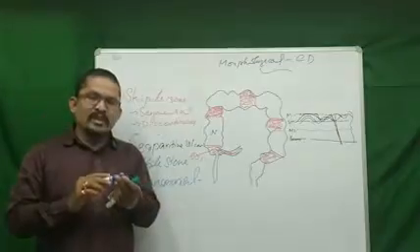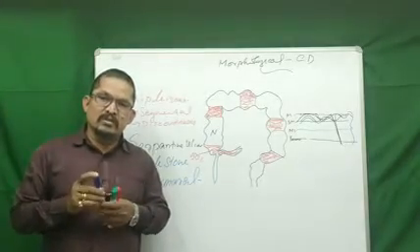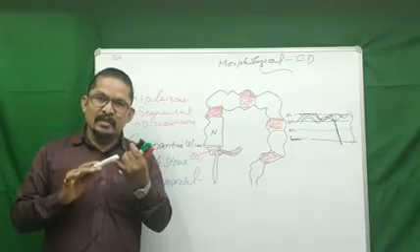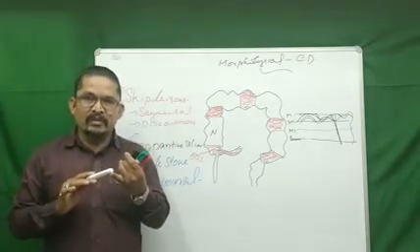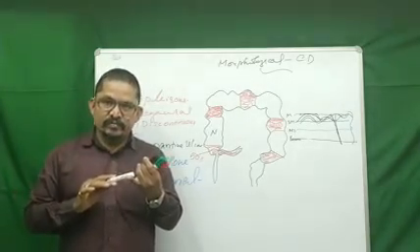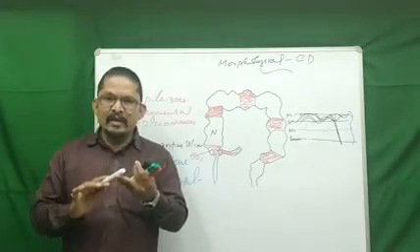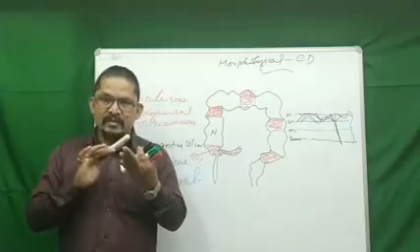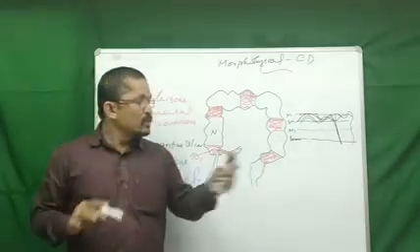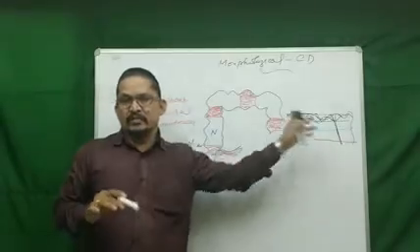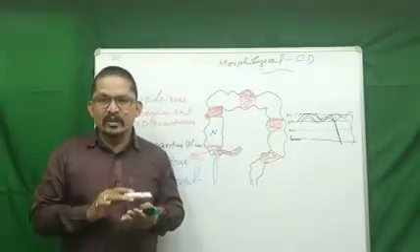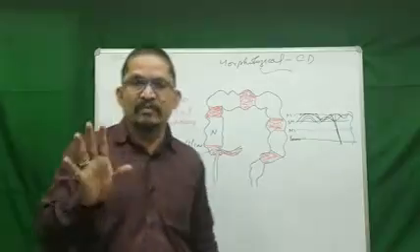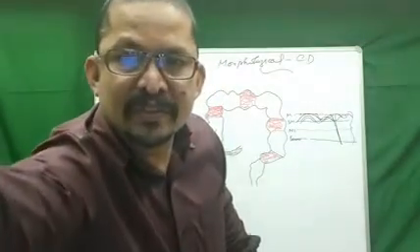So, the morphological peculiarities of a patient with Crohn's disease: number 1 is the presence of skip areas, that means alternate normal areas with affected areas. Number 2, serpentine ulcers. Number 3, cobblestone appearance. And number 4, transmural affection, that means involvement of all layers of the colon. These are the morphological peculiarities of a patient with Crohn's disease.